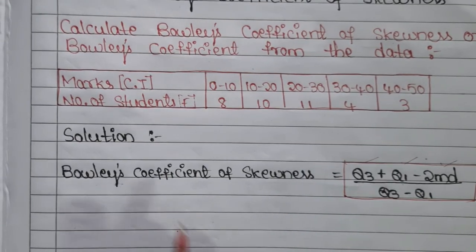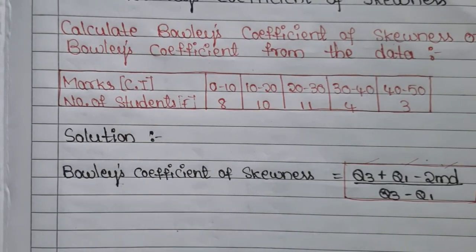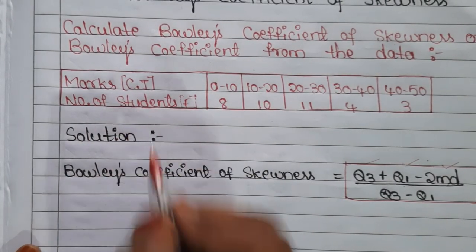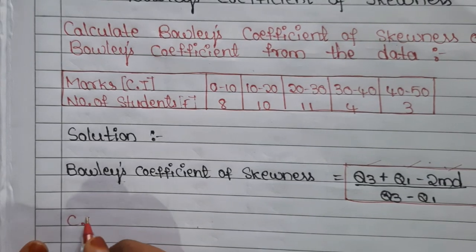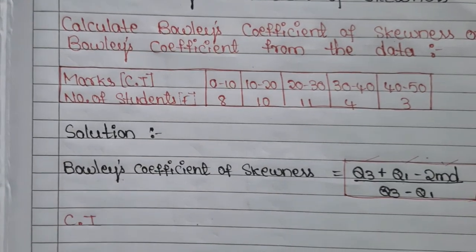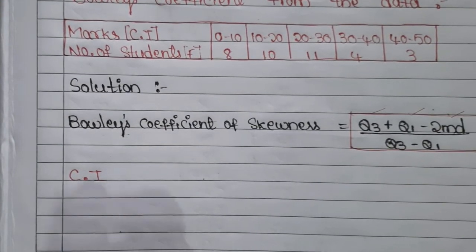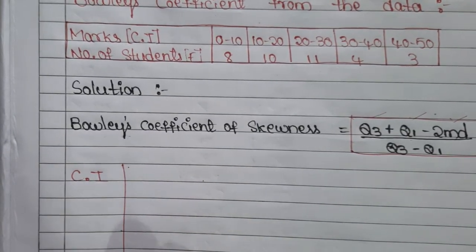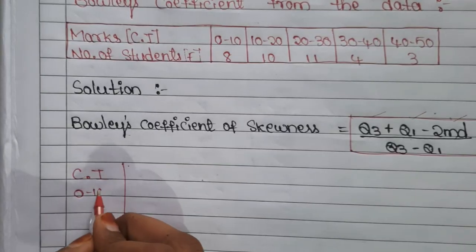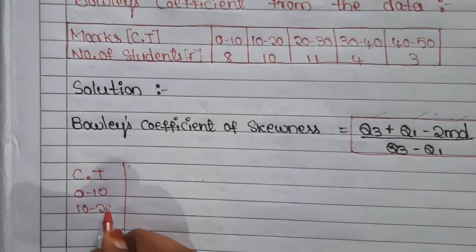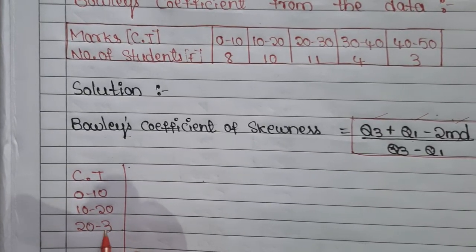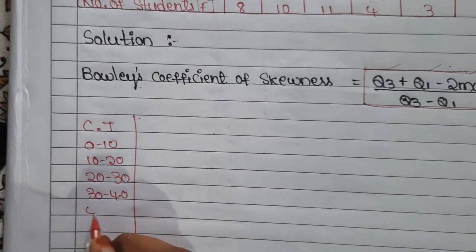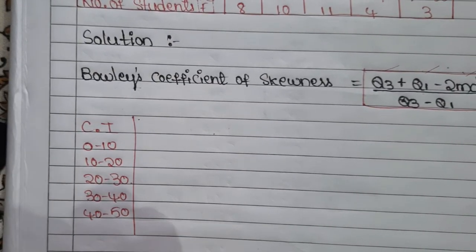See on the screen you have marks and number of students. You just mention CI, the class interval. You should write it fully, as class interval; I'm just writing the short form. The class intervals are 0 to 10, 10 to 20, 20 to 30, 30 to 40 and 40 to 50. So this is the class interval.